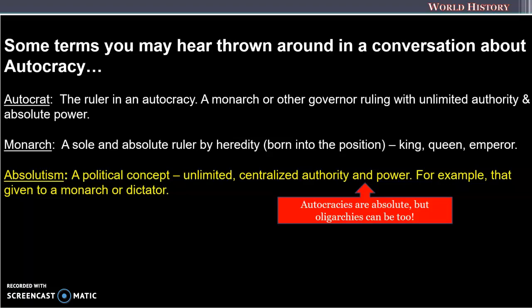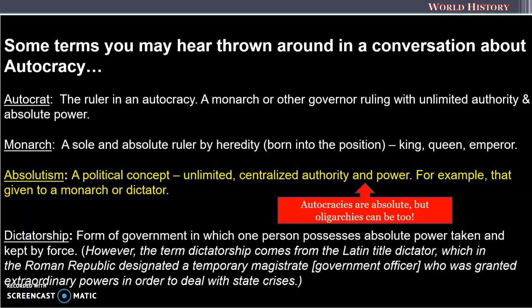Okay, this idea of absolute rule was kind of mentioned a little earlier. Or dictatorship, a form of government in which one person possesses absolute power taken and kept by force. However, the term dictatorship comes from the Latin title dictator, which in the Roman Republic designated a temporary magistrate or government officer who was granted extraordinary powers in order to deal with state crises.